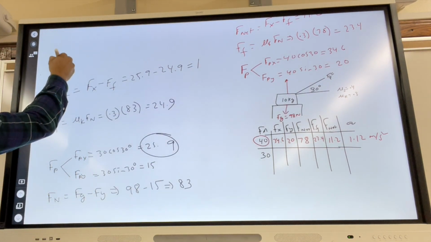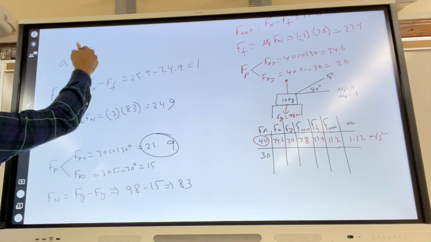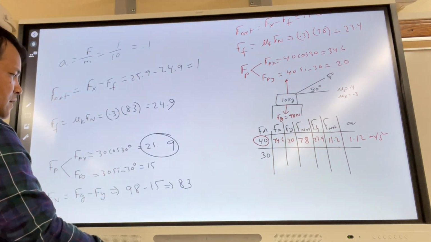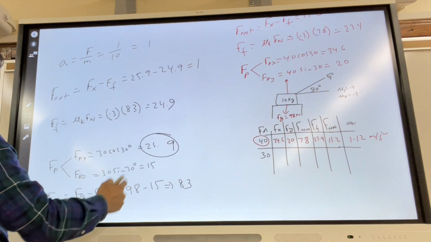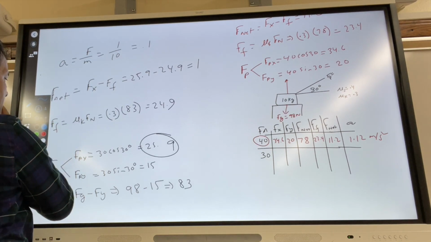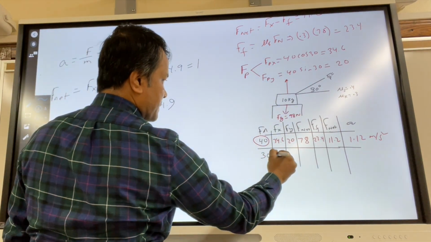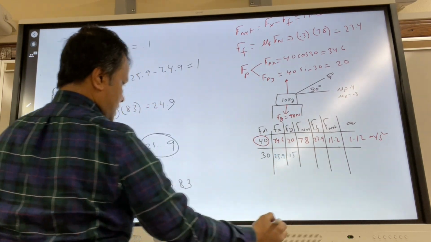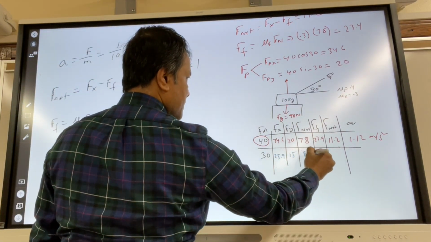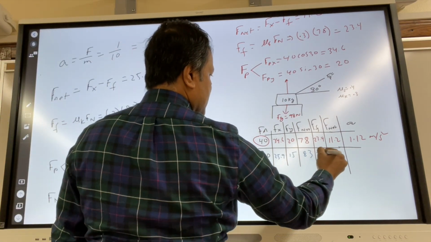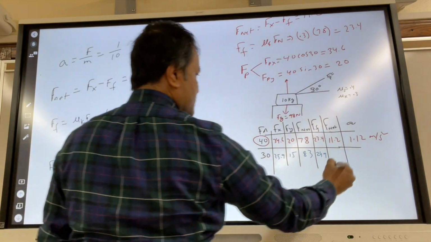So now acceleration is F over m. So 1 over... we're going to fill it out now. The 25.9, and then 15, and then 83, and then Ff is 24.9, F net is 1, and this is 1.